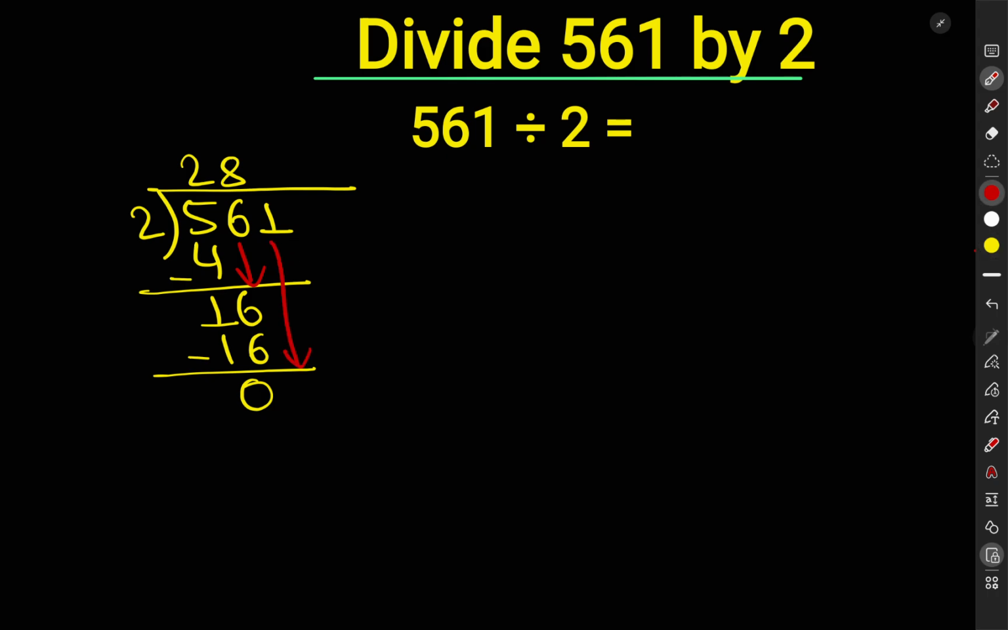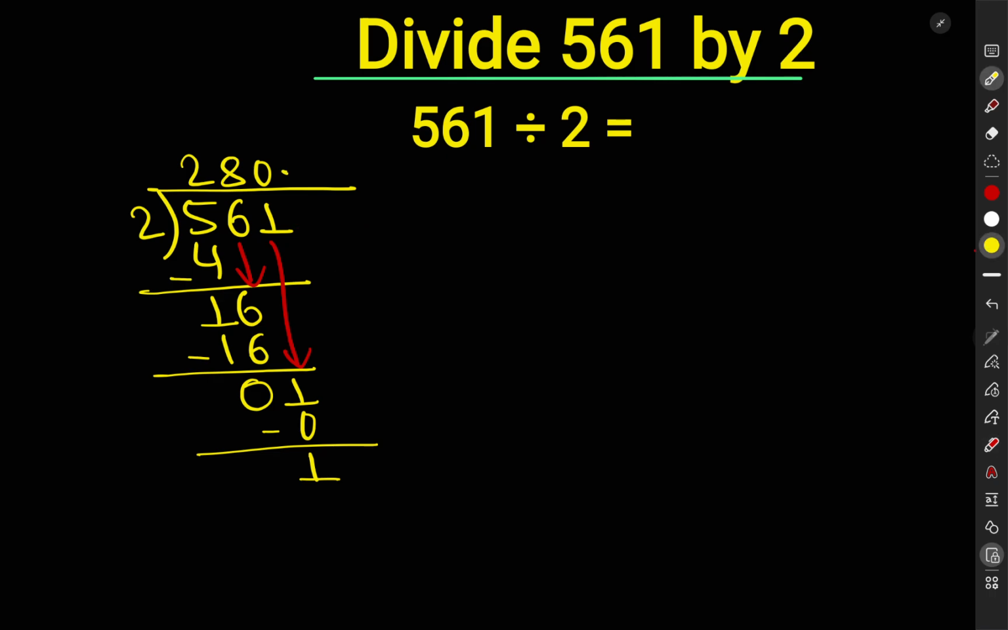So again we put down this 1 and 2 times 0 means 0. On subtracting we get 1. So now there is no other number to put down.